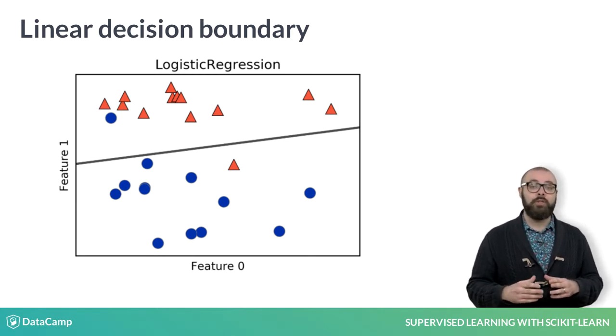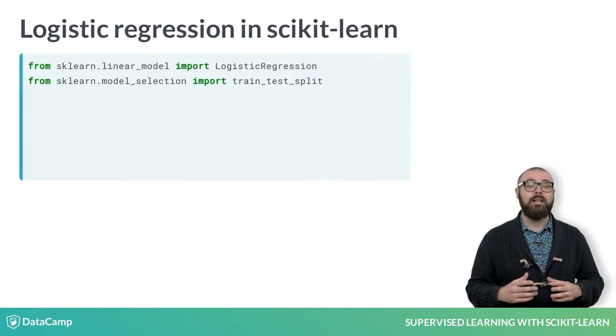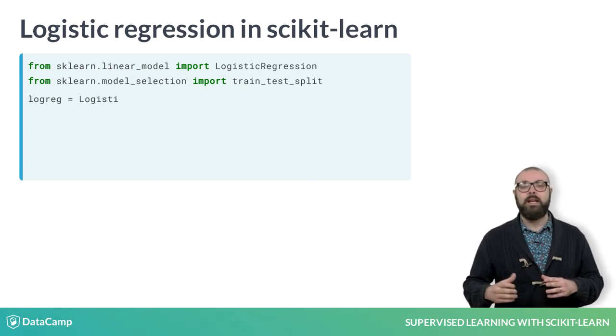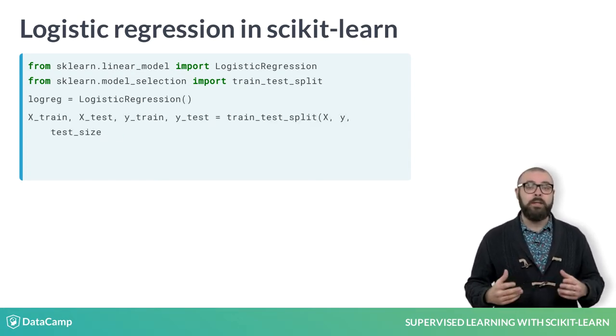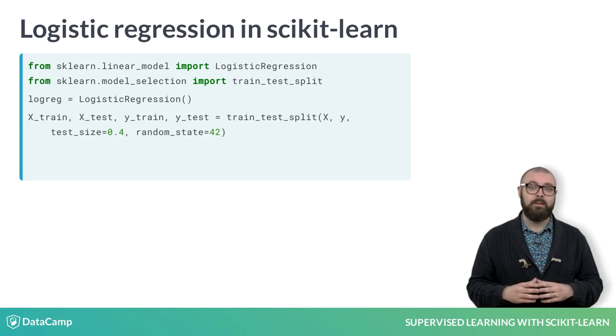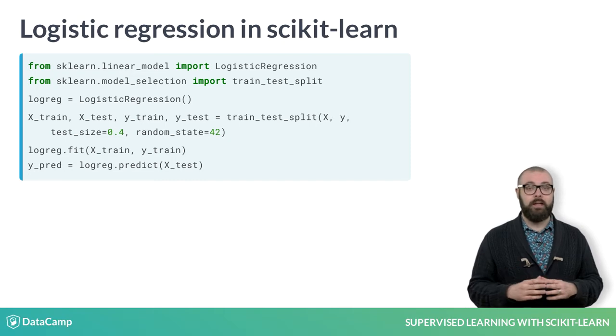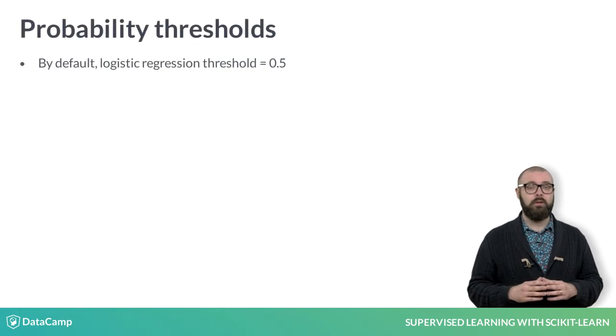Using logistic regression in scikit-learn follows exactly the same formula that you now know so well. Perform the necessary imports, instantiate the classifier, split your data into training and test sets, fit the model on your training data, and predict on your test set. Here, we've used the voting data set that you worked with earlier in the course.